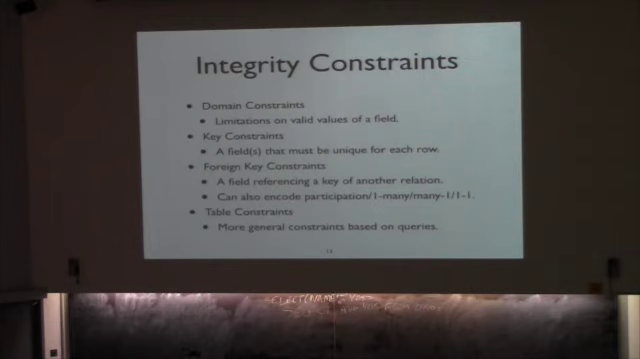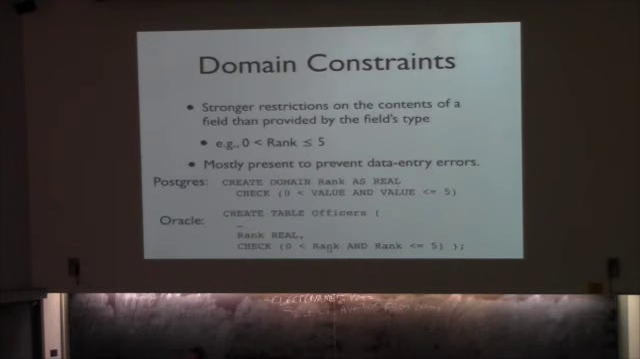And finally, we can have much more general constraints, which are called table constraints. And these can be really anything you want. SQL essentially gives you the ability to define a query, the results of which determine whether or not the constraint is satisfied. So let's start with the first of these. Domain constraints, essentially, you can think of these as enums or typedefs in C, or Java enums as well. The idea is basically that you define a type and put some constraints on the possible values of that type. For example, the rank of an officer has to fall within a particular range.